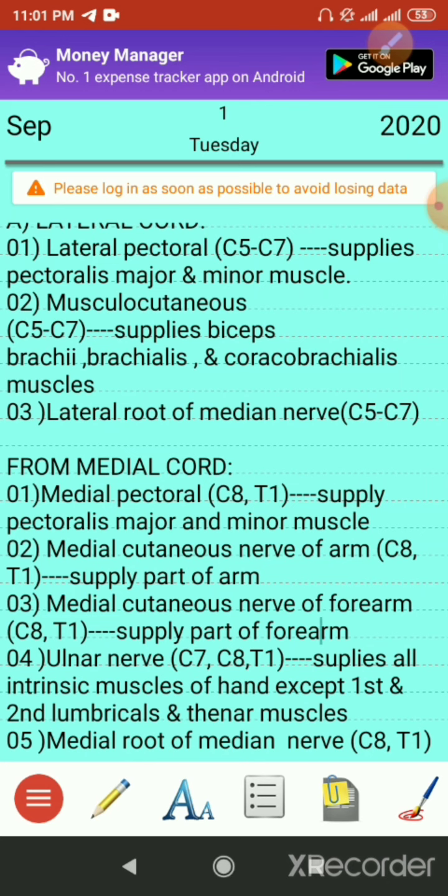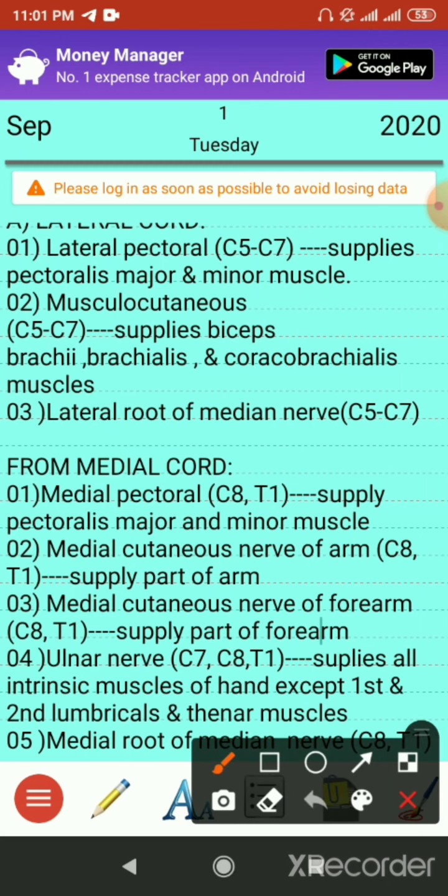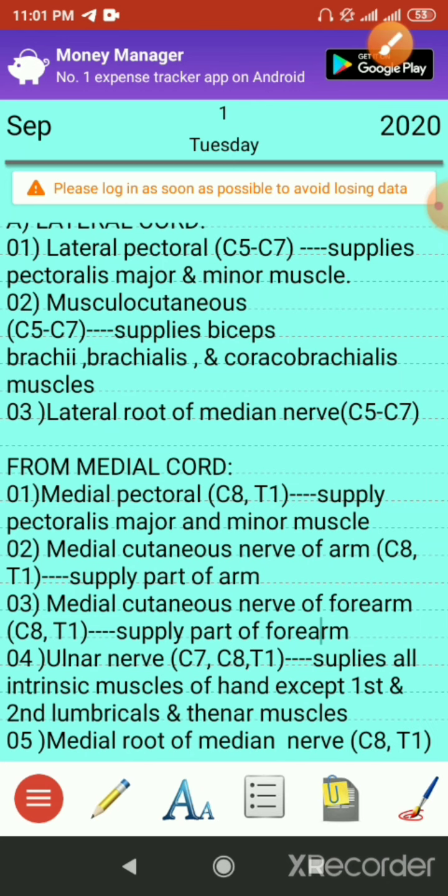The ulnar nerve also supplies two muscles in the forearm. These are the flexor carpi ulnaris and the medial part of the flexor digitorum profundus muscle. And the next branch is the medial root of the median nerve. The medial root and the lateral root of the median nerve together form the median nerve. And the root value of the median nerve is all the roots, that means cervical 5 to thoracic 1.